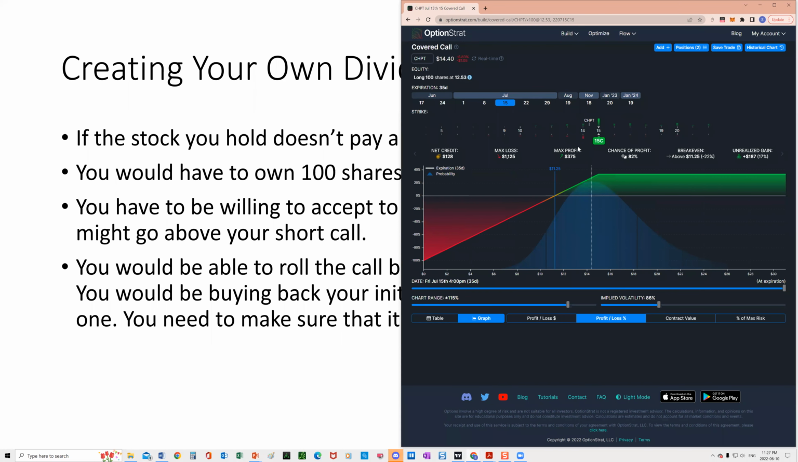Okay, the further out you go in time, the more premium you will collect. The further out you go in strike price, the less premium you will collect, but the lower probability you have of being exercised. So if you really like the stock and you're not willing to give it up, then maybe don't sell calls against it, right? Remember, each scenario that you're in, you have to analyze what you're trying to do. But covered calls is a great way to generate income.